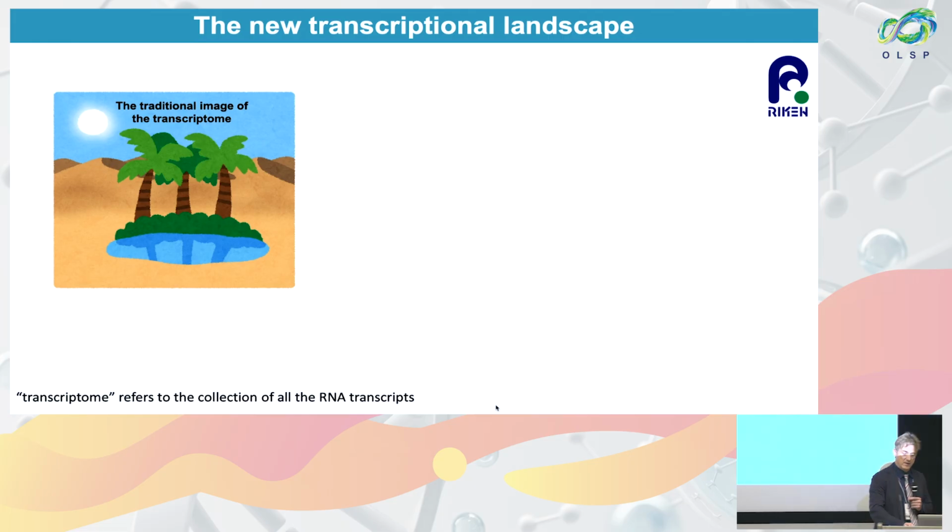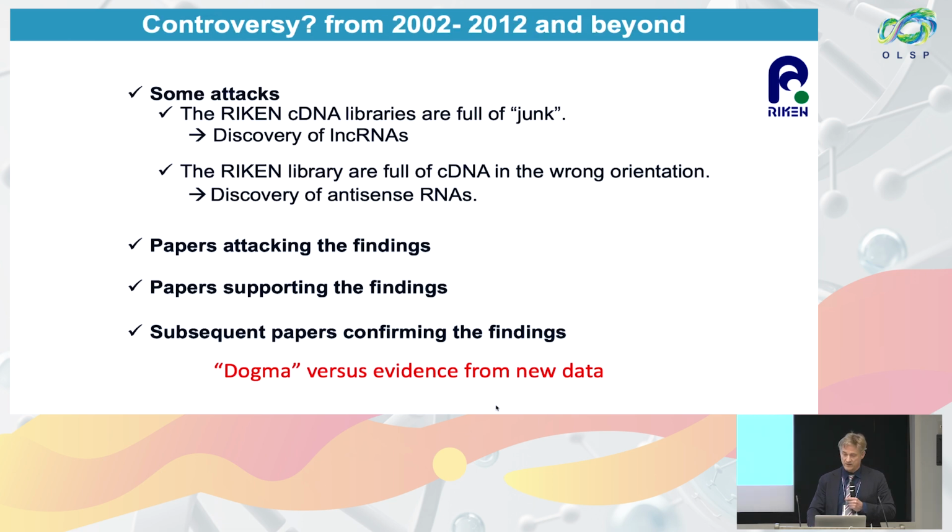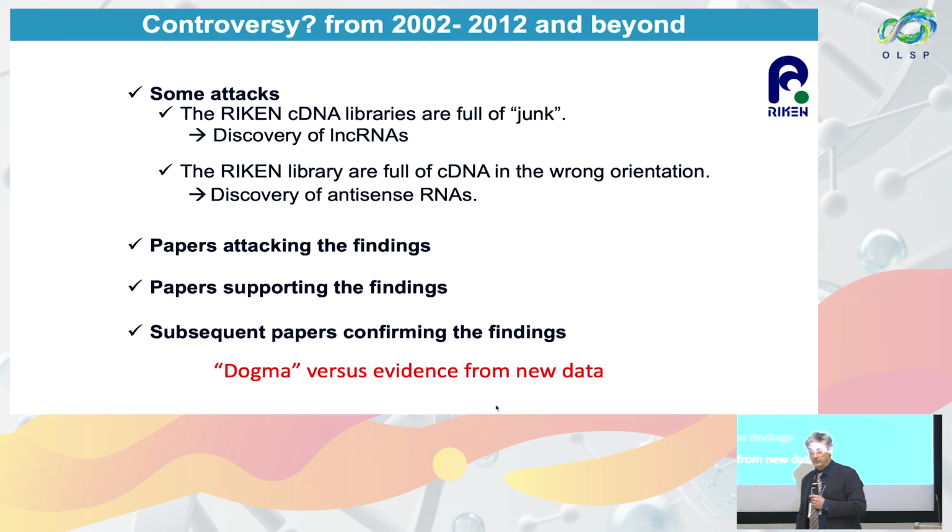But actually, there are many RNAs jumping from gene to gene, and our current view of the genome is much more of a very crowded place, where there are very few parts of the genome that do not produce RNAs, and all the rest seems to be like a very dense forest.